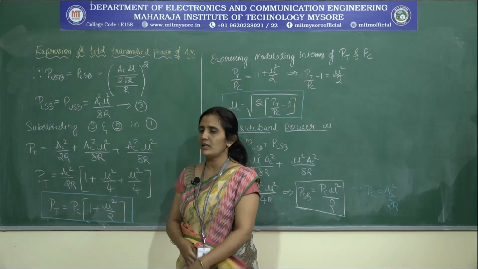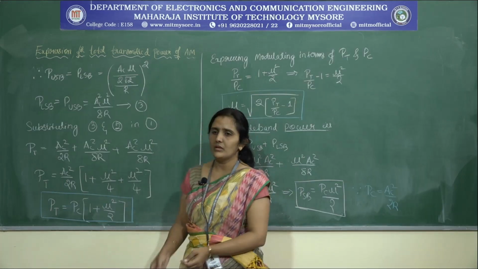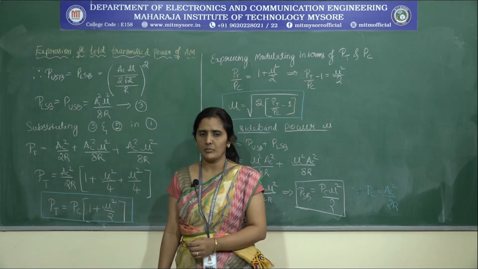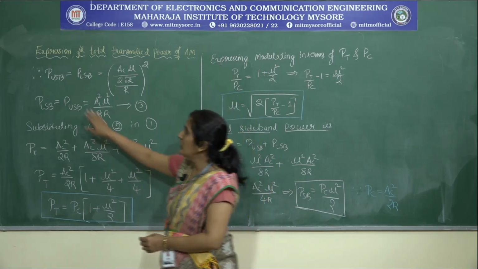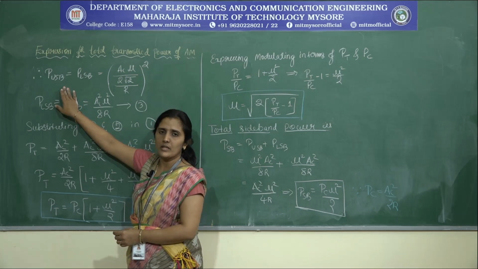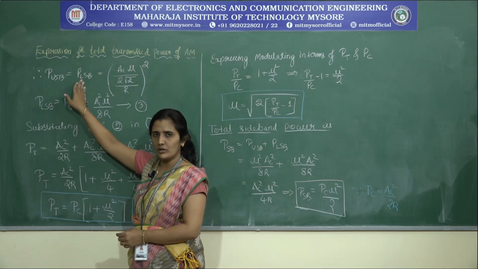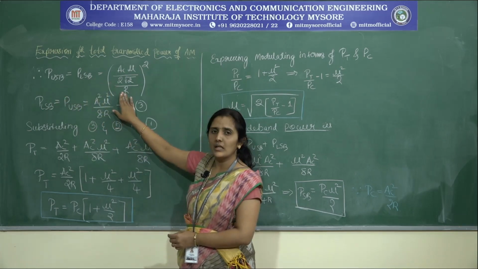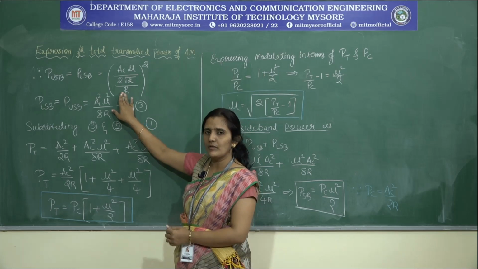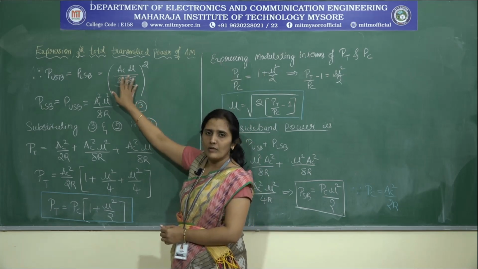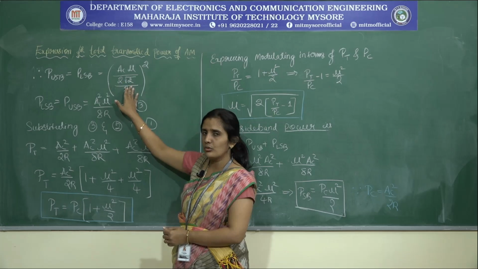Now let us see how to derive the power of the upper sideband and the lower sideband. The power of the upper sideband, which is equal to the power of the lower sideband, can be written with respect to the previous equation as Ac mu divided by 2 root 2, whole square, divided by R.